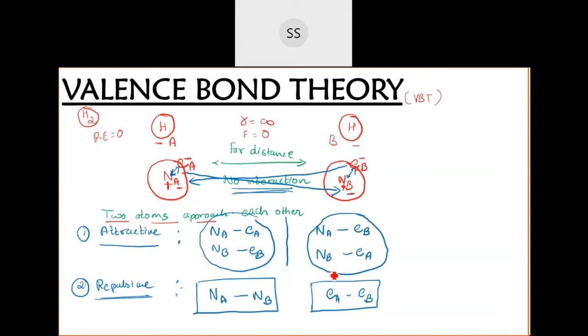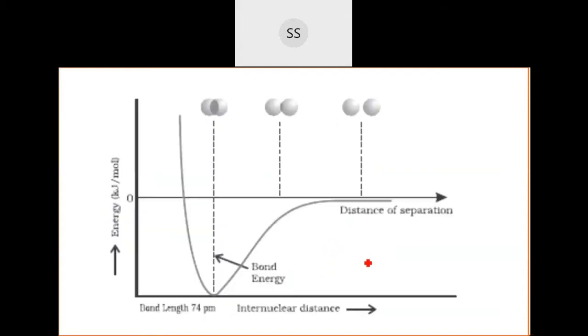I have told you how to represent this in the form of a diagram. When the two atoms are at a very far distance from each other, the potential value will be zero. As they near each other, the potential value is decreasing. On the line itself, the potential energy is zero when they are very far apart at infinity, but as they approach, you can see that the potential energy starts decreasing.